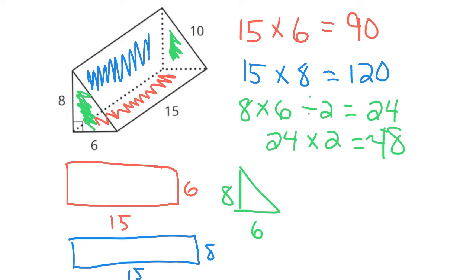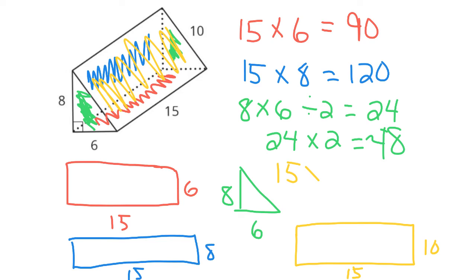And finally, we have this slanted side, which is a rectangle, which is 15 by 10. So 15 times 10 equals 150.